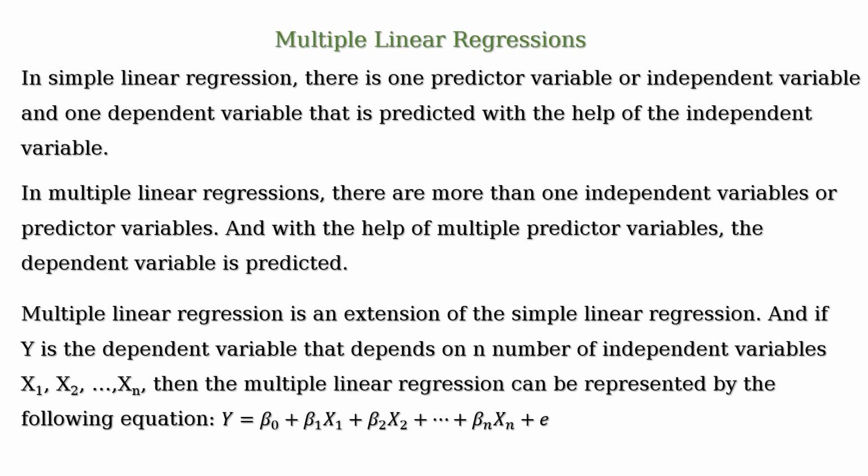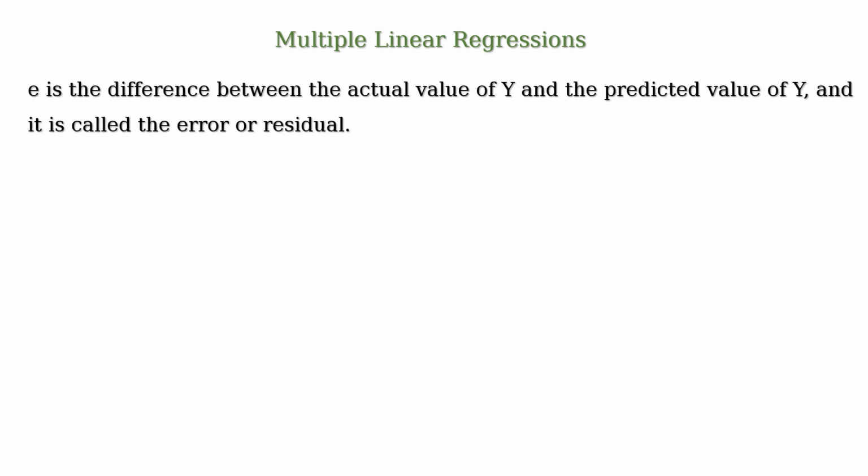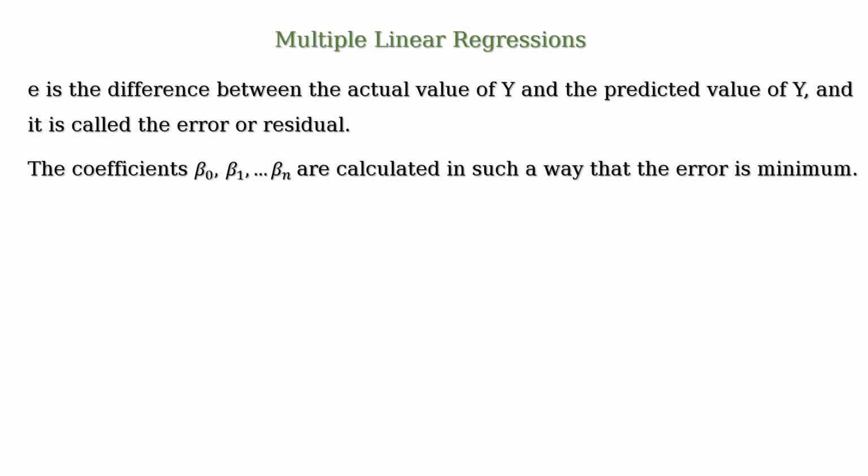So, multiple linear regression is an extension of simple linear regression. If y is the dependent variable that depends on n independent variables x1, x2 to xn, then the multiple linear regression can be represented by the following equation: y = beta 0 + beta 1 x1 + beta 2 x2 + so on + e. e is the difference between the actual value of y and the predicted value of y, and it is called the error or residual.